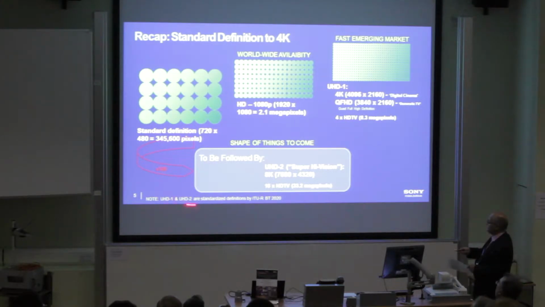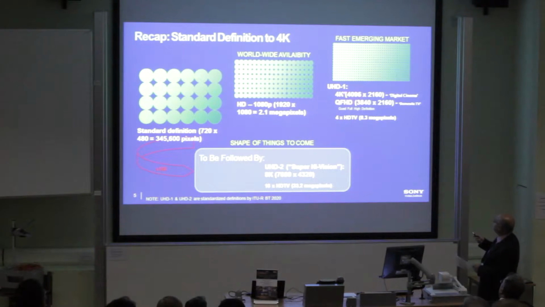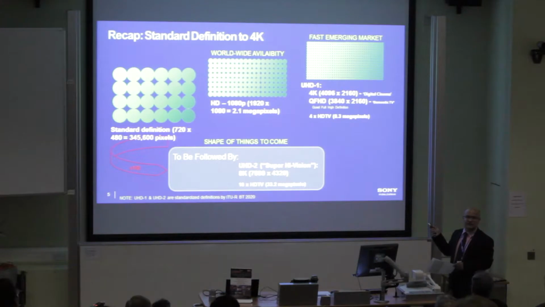UHD1, as John said yesterday, there has been a recommendation by ITU-R BT.2020, and they've defined two levels of ultra high definition. One is called UHD1 and the other one is called UHD2. In UHD1, you have two different resolutions. There's a 4K resolution, which is for digital cinema, and it's 4096 by 2160. And there is another 4K or UHD1, and that's called QFHD. That stands for quad full high definition, because it's basically 4 times HD TV, and that's slightly lesser resolution. That's 3840 by 2160, and this is what you would hopefully see in your living rooms.